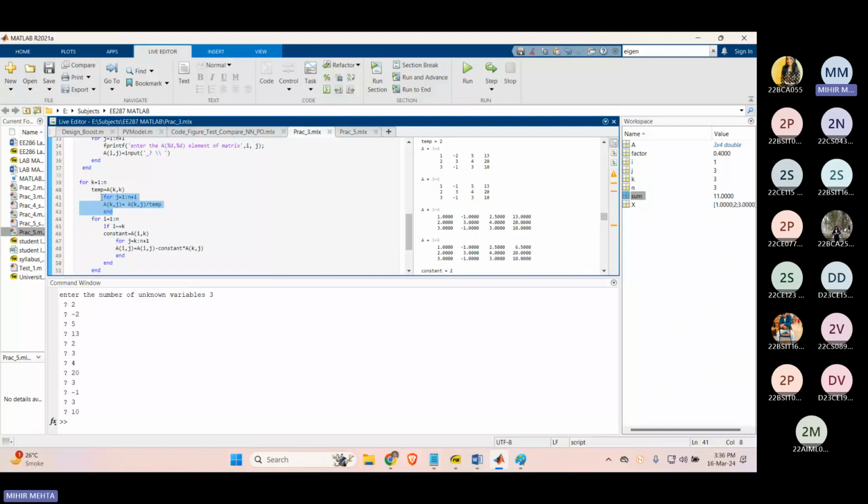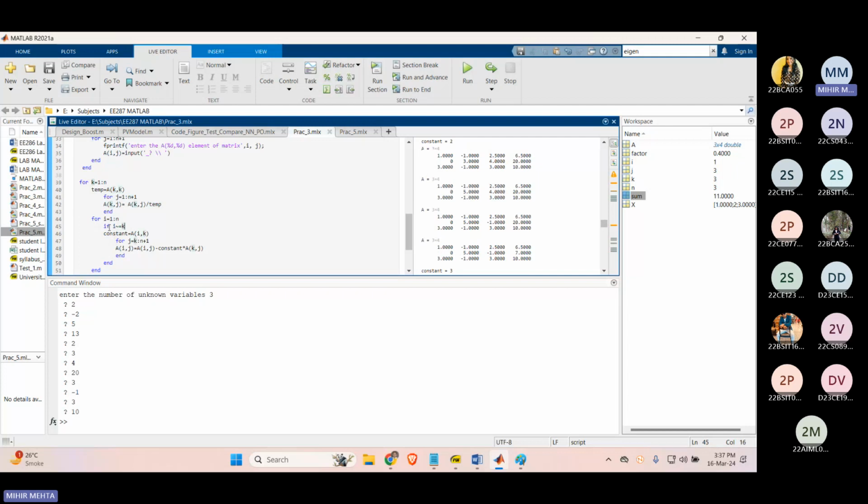Now, for i equal to 1 to n, understand this. It says for i equal to 1 to n, if i is not equal to k. Initially, my value of k is 1, and the value of i is from 1 to n. Since we are running this loop for the first time, the value of i is also 1.